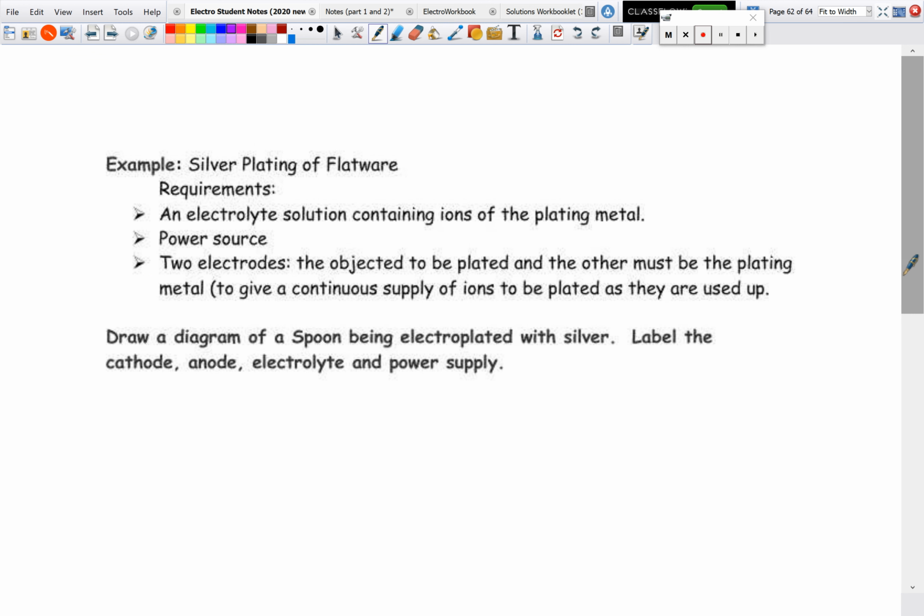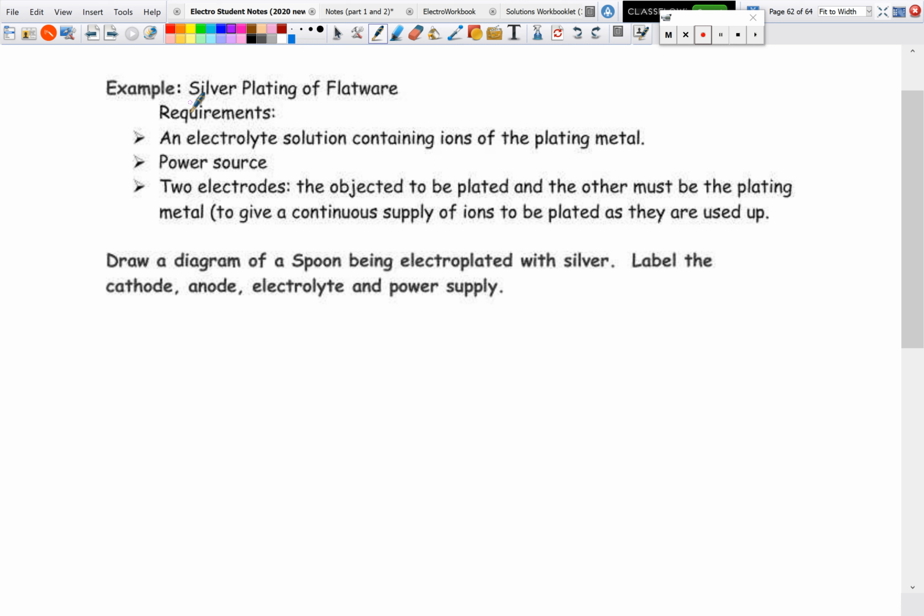So for example, this is super common: instead of having flatware that is pure silver, you get silver-plated things. This is just when we have an electrolytic solution containing silver ions that's going to plate our metal. Of course, we need a power source and the 2 electrodes. Now, generally the object being plated is at the cathode, just because that's where reduction needs to happen.